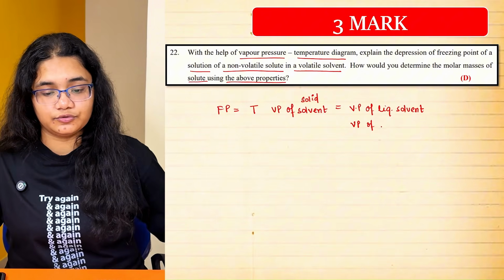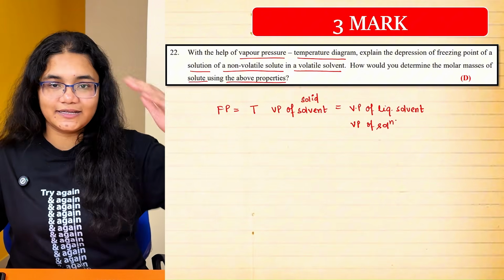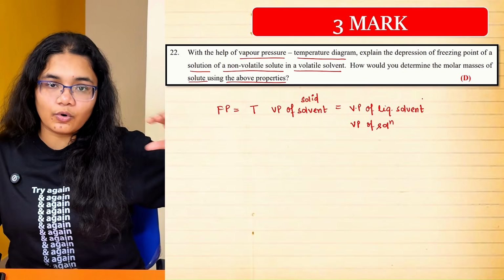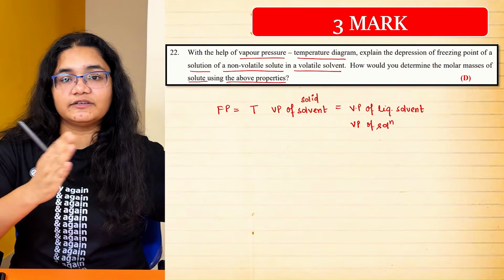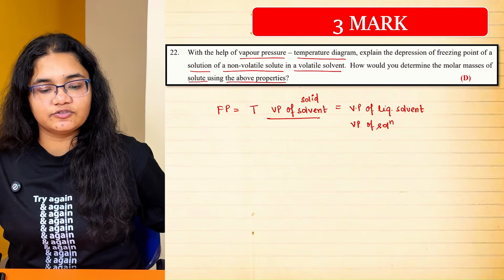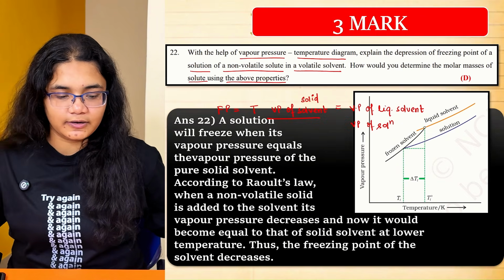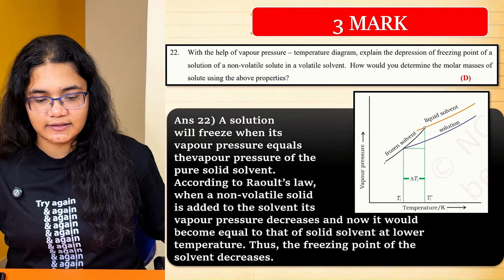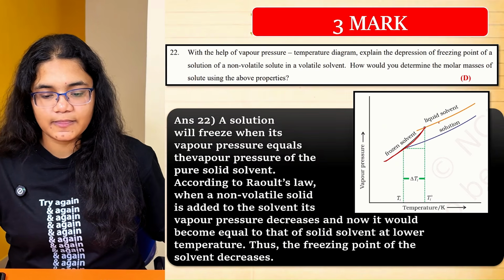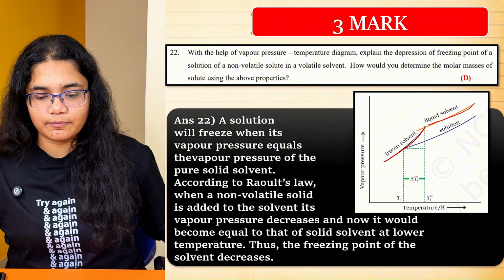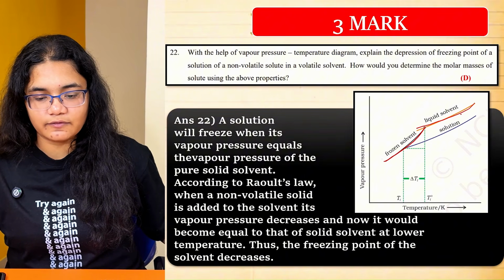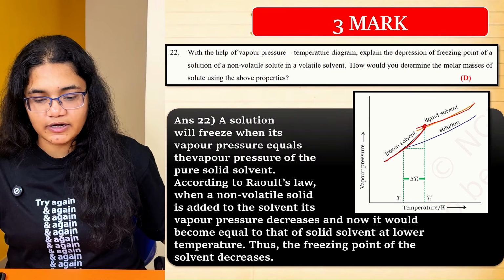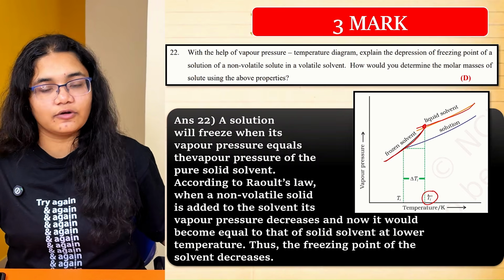Now when you add a solute, it has become a solution, right? So the vapor pressure of the solution is less. So now you have to go beyond the normal freezing point to reach the vapor pressure of the solid solvent. I can show you in the graph here. You can see this is the vapor pressure of the pure solvent. This is for the solid solvent, this is for the liquid solvent. The point where they meet is the freezing point of the solvent.